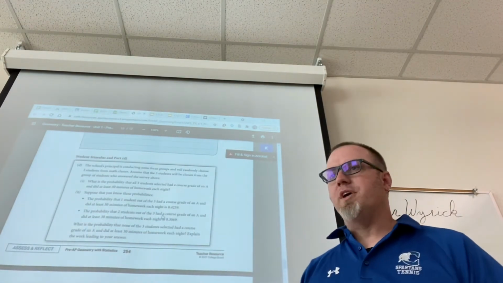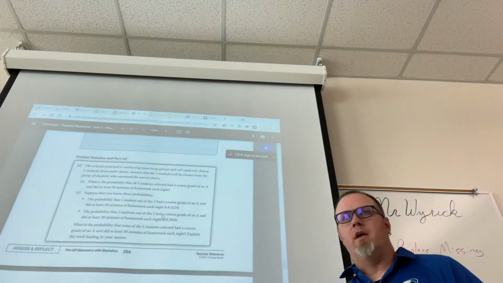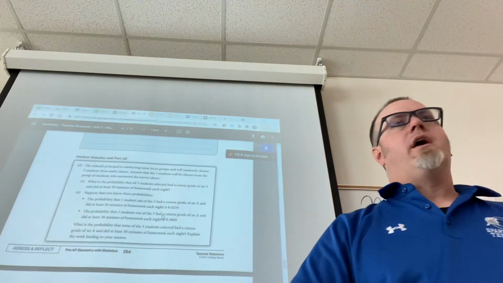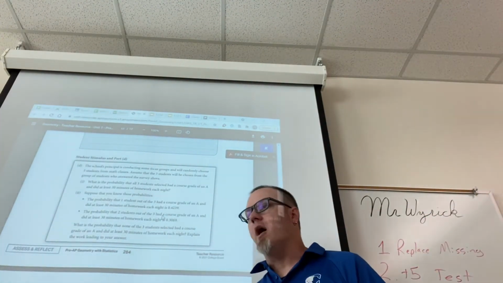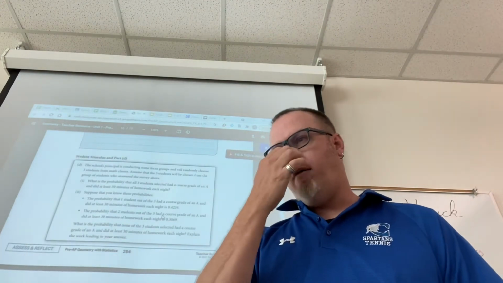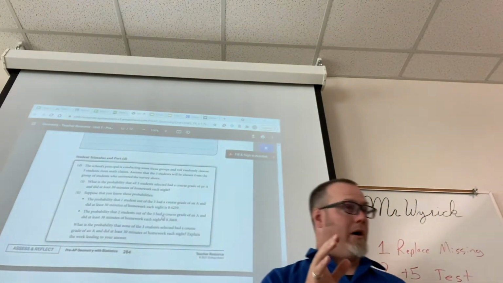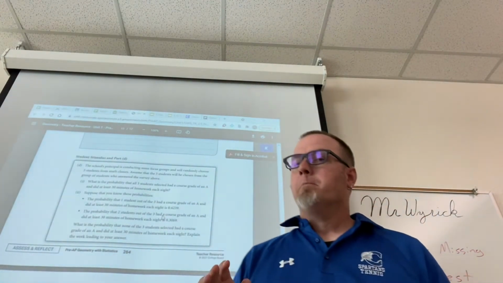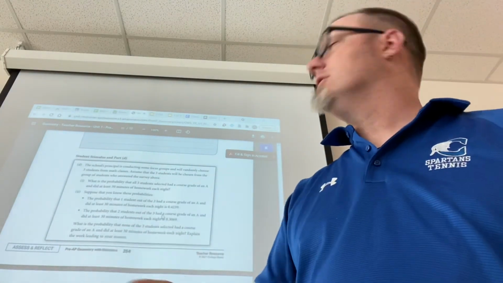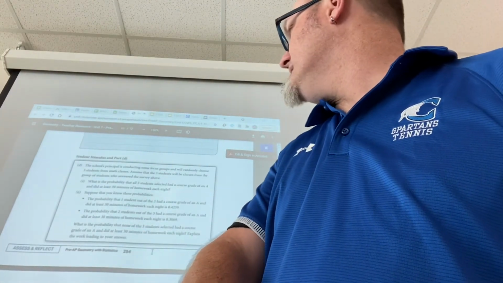So this one's a little weird. It requires some calculation and it requires some knowledge of percentages. And we haven't really spent a lot of time talking about compound probability, but you have some compound probability here dealing with 3 students.